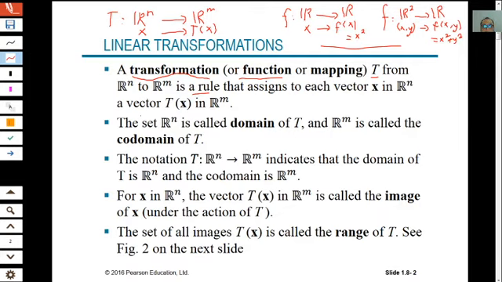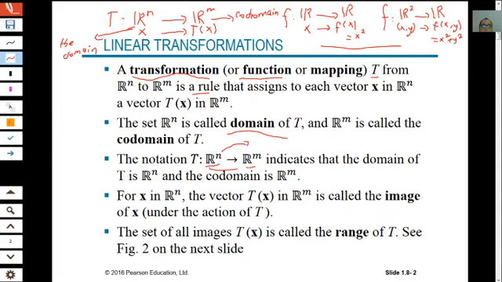The set R^n is called the domain of T. And the second space, R^m, is called the codomain of the transformation. The notation written here indicates that the domain of T is R^n and the codomain is R^m. Namely, we consider all vectors here, and they correspond to a set of vectors in R^m, which can be the whole space itself or a subset of this space R^m.